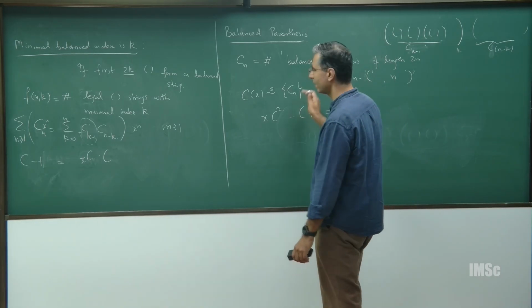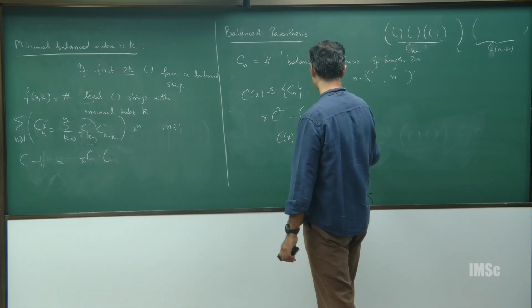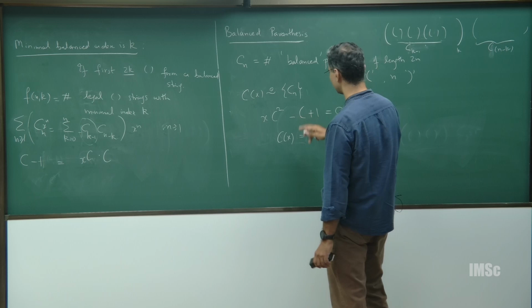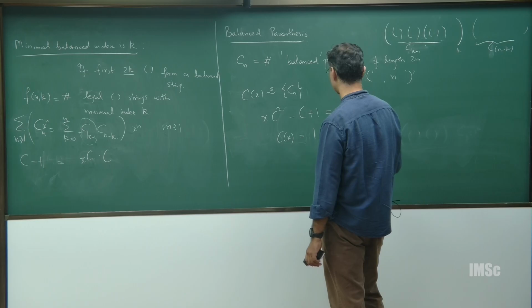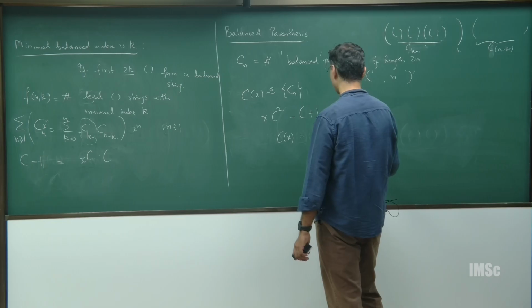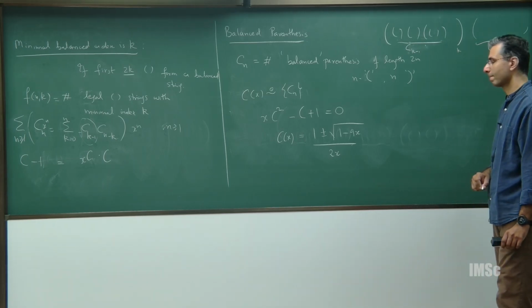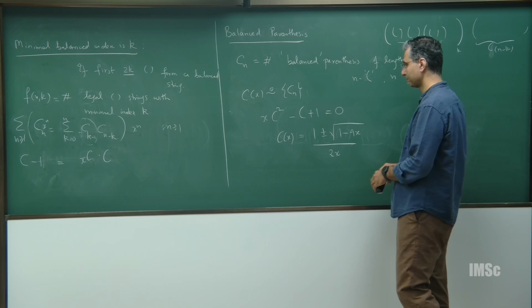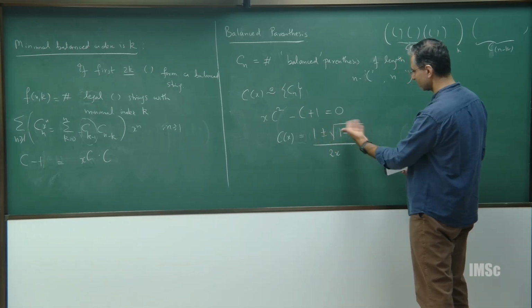What we will do is treat it like any other quadratic equation. C is then 1 plus or minus the square root of b² minus 4ac, which is 4x, upon 2a, which is 2x. So this series has two options. It's 1 plus or minus whatever this is.